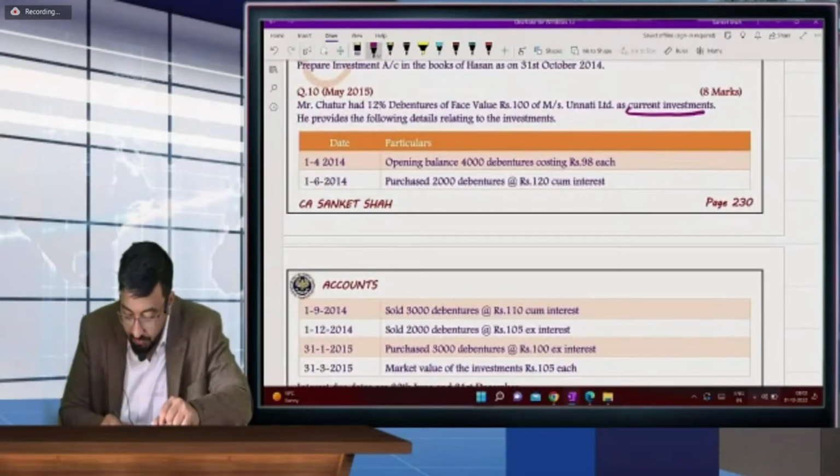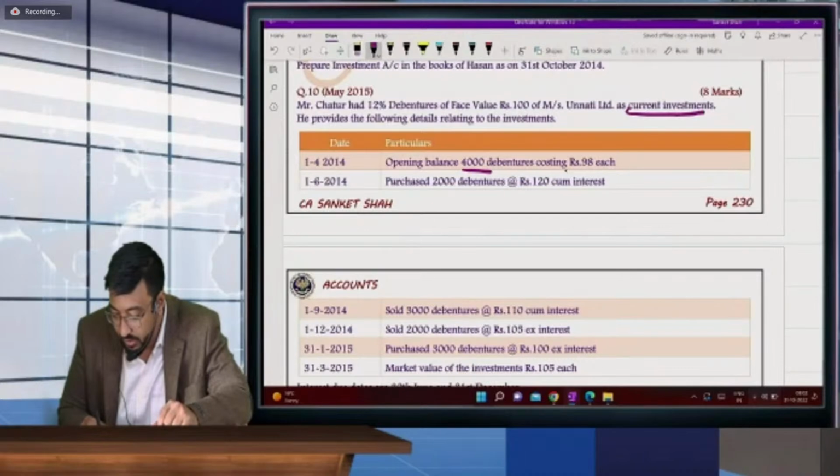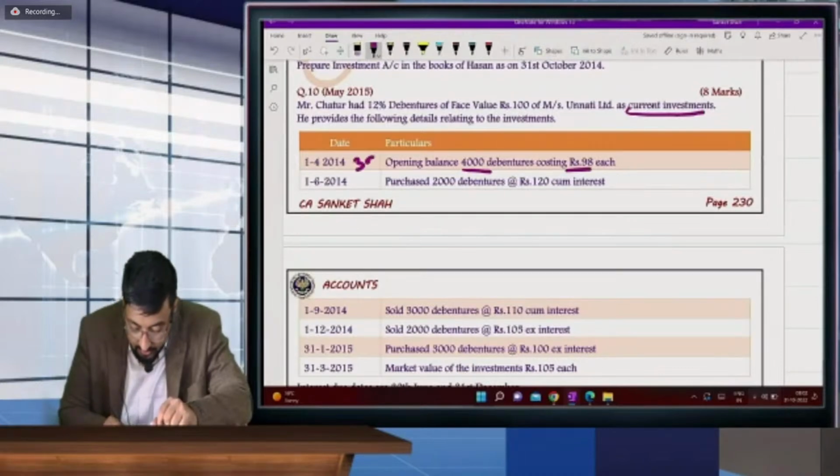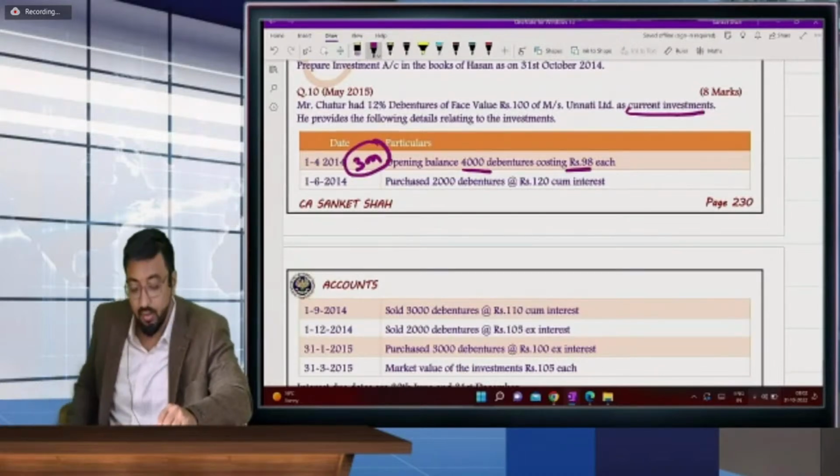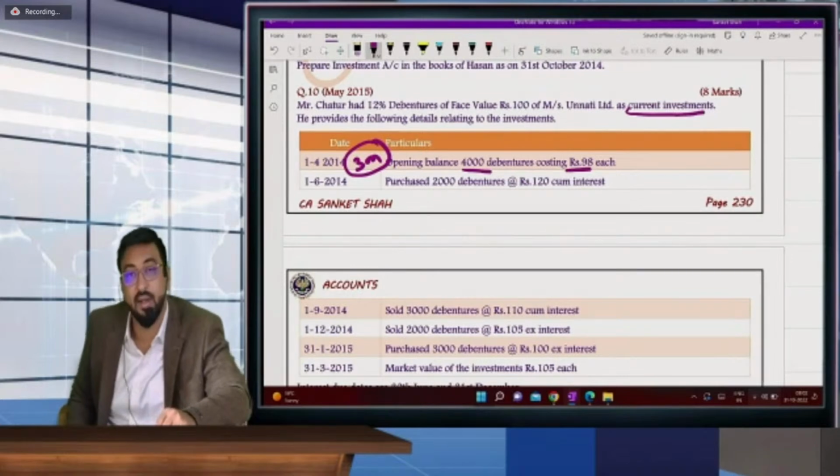Sequence. 1st April, opening balance. When last interest is paid? 4,000 debentures costing 98. 3 months. Opening में 3 months का interest, because last interest is paid on 31st December, January, February, March.